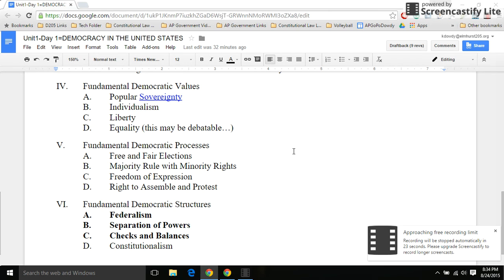Majority rule, minority rights. Majority rule, but we cannot step on the rights of minorities. And when I say minorities, I don't necessarily mean racial minorities. Freedom of expression, right to assemble and protest, all First Amendment protections.